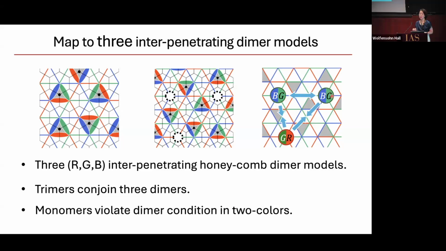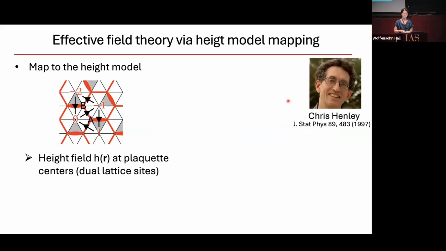These are the same types of monomers, and these are different types of monomers. So we are starting to see, even without doing any calculation, that what we've observed in simulation might be plausible. And in order to actually carry out the calculation and get to the exponents that we are targeting, we need to make a mapping to the effective field theory using height model mapping.